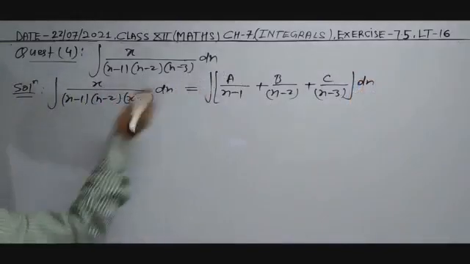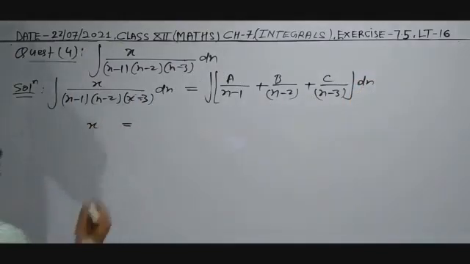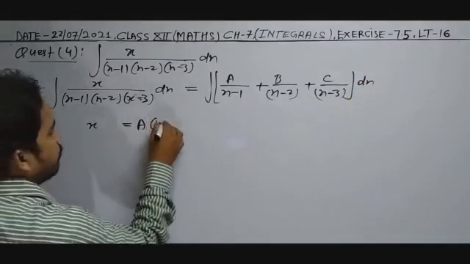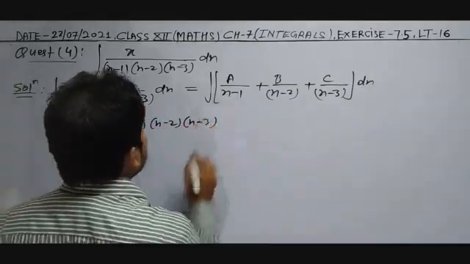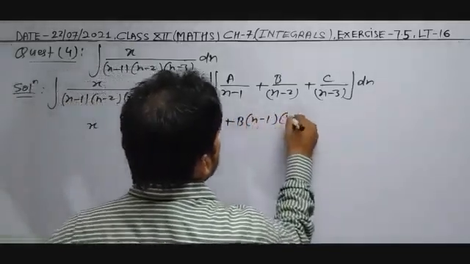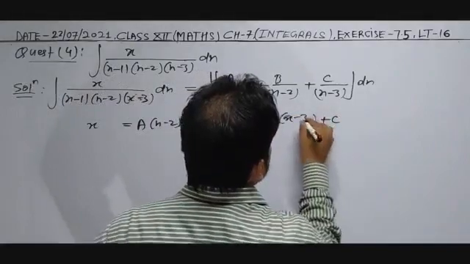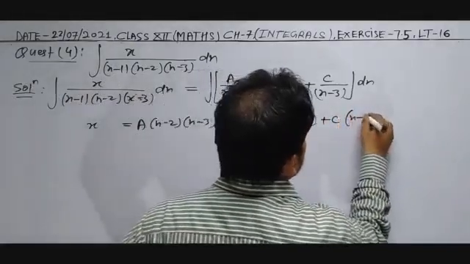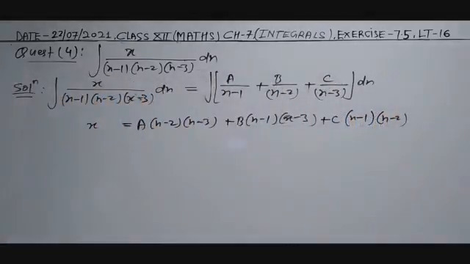After taking the LCM and canceling the denominator, you will get the result: x equals a times (x minus 2)(x minus 3) plus b times (x minus 1)(x minus 3), plus c times (x minus 1)(x minus 2). This question is similar to question number 3.